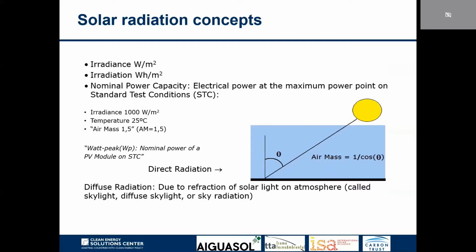We have irradiance, that's a flux of energy measured in watts per square meter. Irradiation, which is the energy that's been captured or received by a surface over a certain period of time. And as I mentioned before, the nominal power capacity of a PV module is defined under certain conditions known as the standard test conditions, or STC: irradiance of 1000 watts per square meter, temperature of the modules of 25 degrees Celsius, and an air mass of 1.5, which is a series of physical parameters that have to do with the distance and the angle of incidence of the solar radiation onto the surface of the PV module.